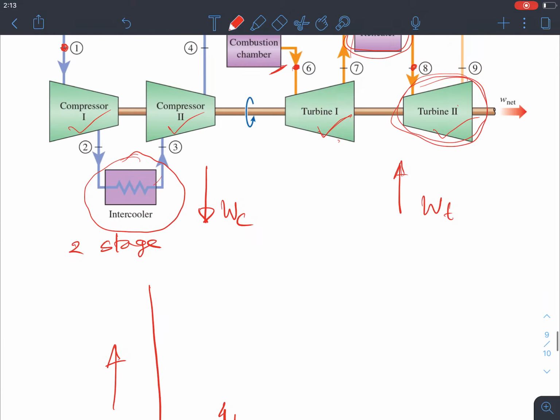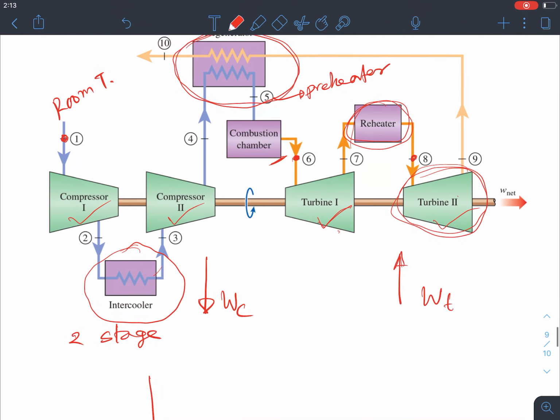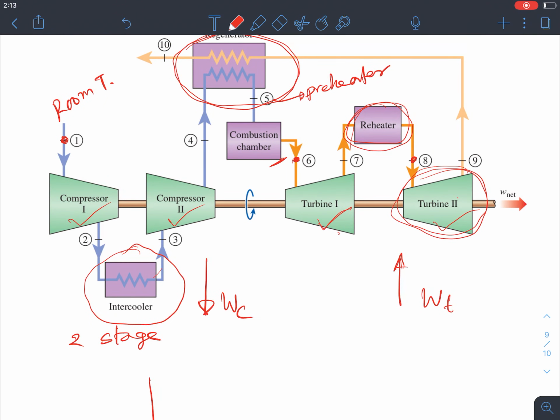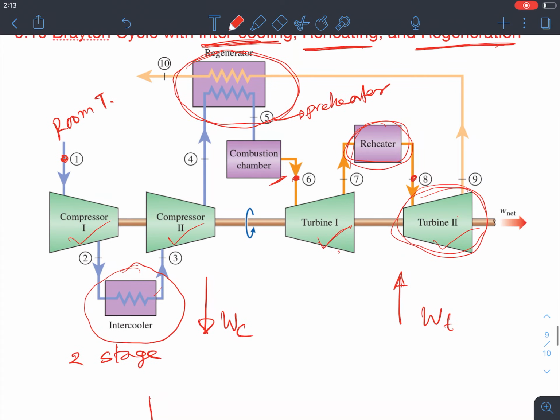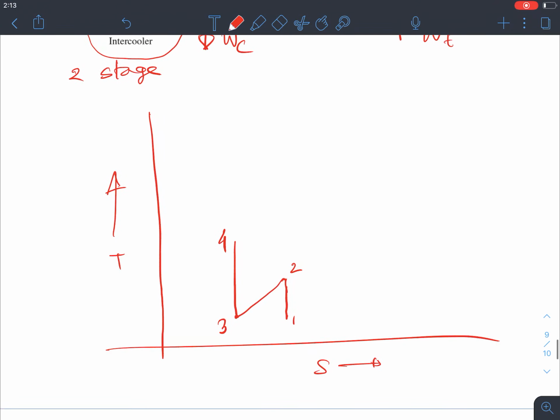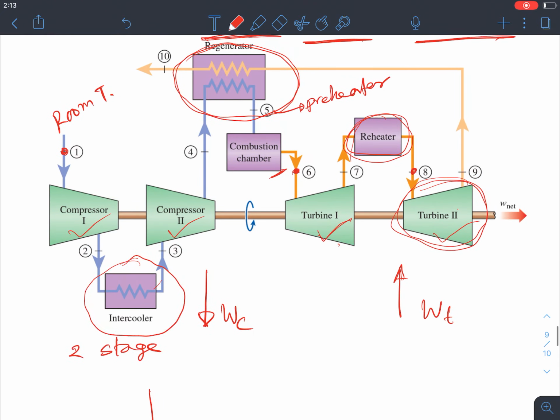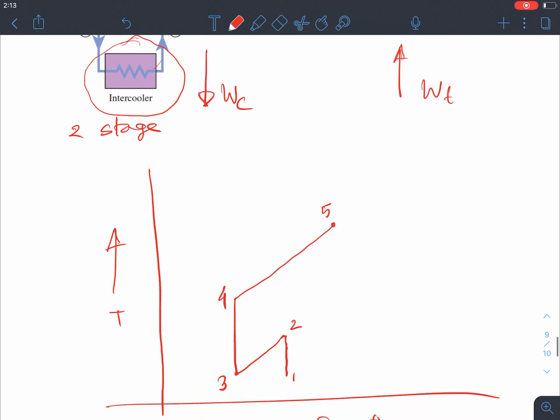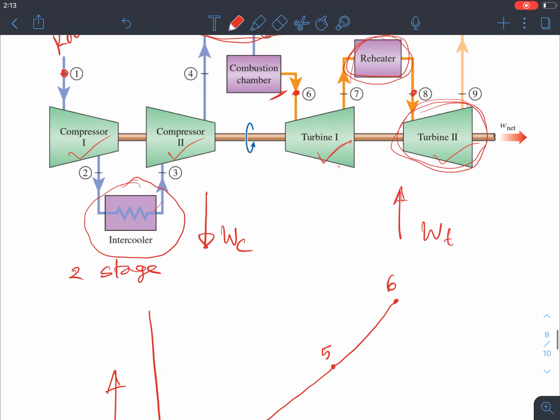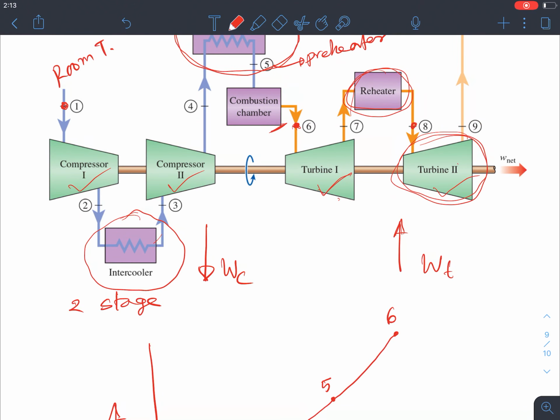So from 3 to 4, again the temperature is increasing and pressure is increasing. So this is 3 to 4, right? And then 4 to 5, we see that it's absorbing heat from the regenerator, right? So basically it's going to look like this, this is 4 to 5. And then from 5 to 6, the combustor, it will experience the maximum heat, which is 6, right?